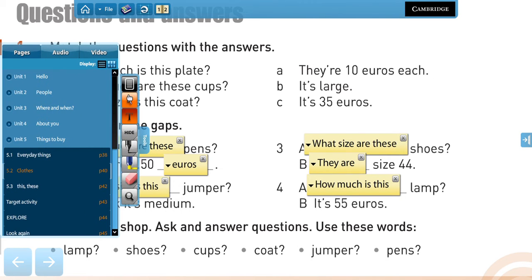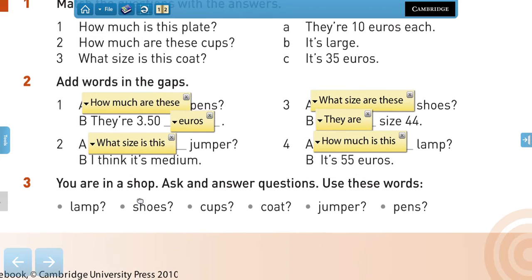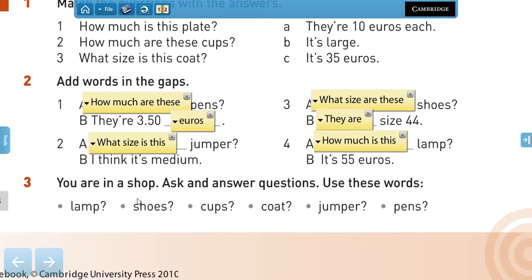Now imagine that you're in a shop, right? Ask and answer these questions. Try to create questions using this. So, what can you ask if you have a lamp? For example, you can say, how much is this lamp? Right? Now, can you say, what size is this lamp? No, right? Lamps don't come in sizes. So, that is not a possibility.